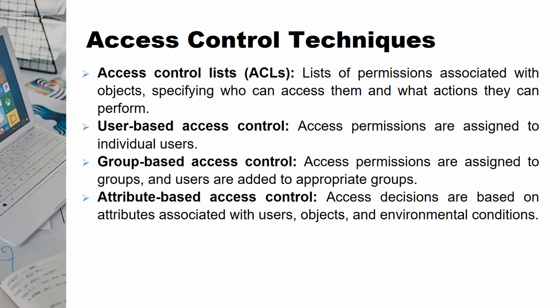Then we have user-based access control. Access permissions are assigned to individual users. Permissions are set for each individual user. For example, only you can access your personal folder, right? Then there is group-based access control. Users are added to appropriate groups and the permissions are given to the whole group. For instance, everyone in the managers group can access certain reports.